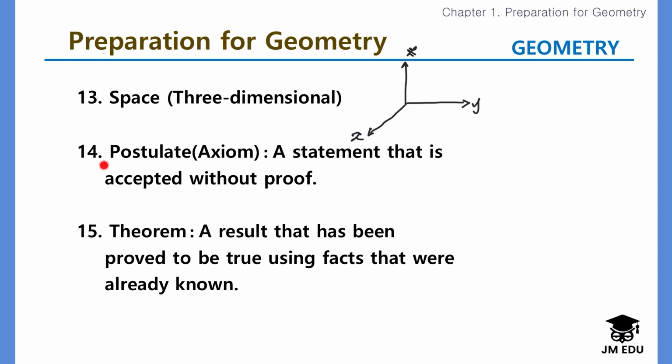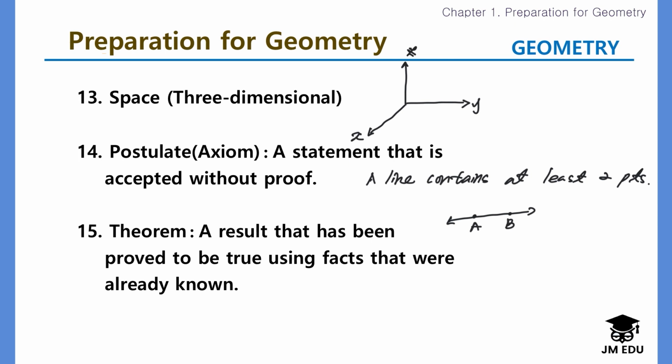Number 14, postulate, sometimes called axiom. It is a statement that is accepted without proof. For example, a line contains at least 2 points. That's just the truth, right? If we draw a line, it contains at least 2 points, right? So that's an example of a postulate.